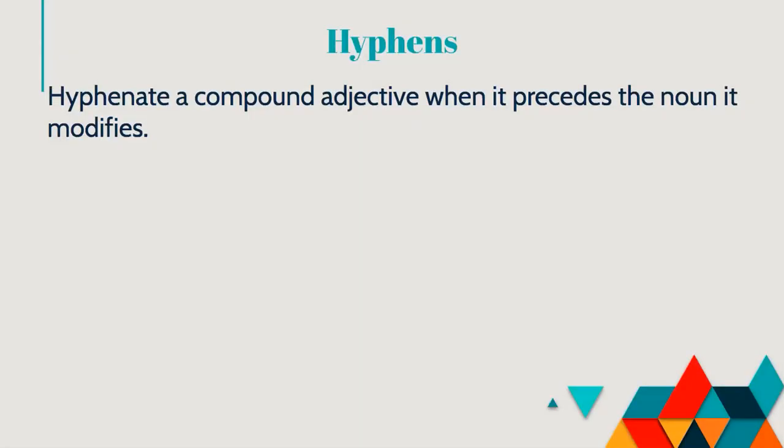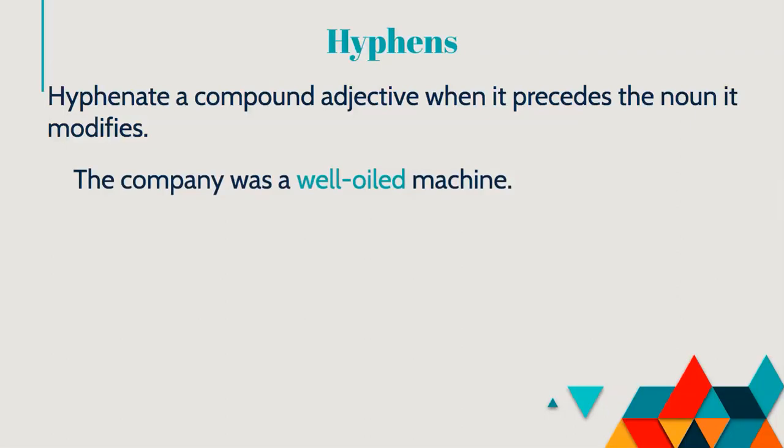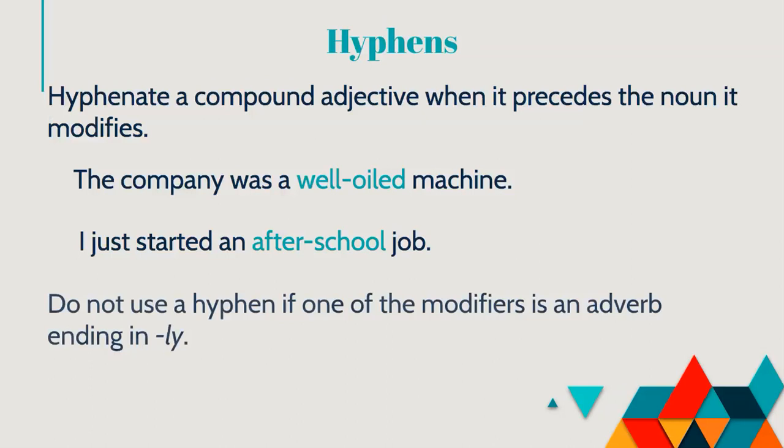We also use a hyphen to create a compound adjective when it precedes the noun it modifies. This is basically taking two words and making it one word. The company was a well-oiled machine. So rather than well being the adverb modifying oiled the adjective, we're creating one word out of this. Same thing here. After-school is really kind of the one word adjective to describe the job.